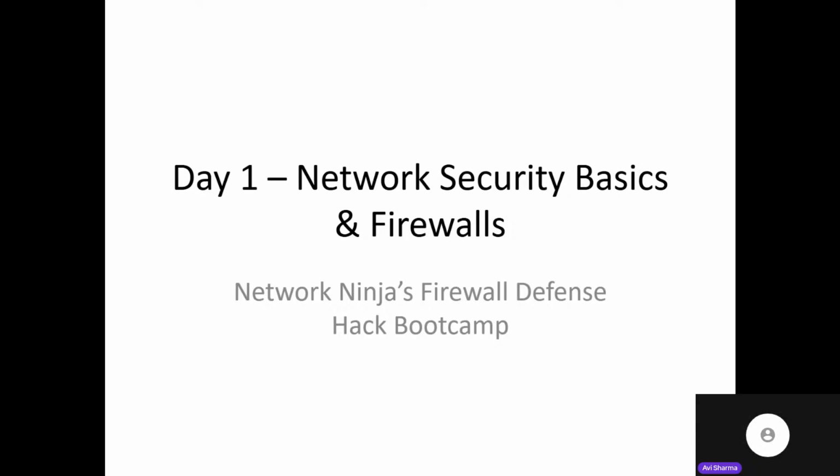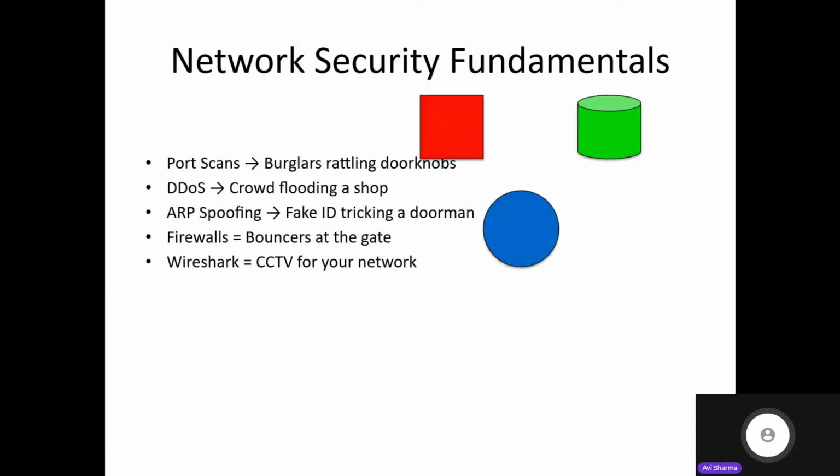Private IP means like Wi-Fi at our home. Correct. Your Wi-Fi assigns IP addresses to the devices, like your phone gets an IP address from the Wi-Fi. It is done through a protocol, the same way HTTPS is a protocol. So okay, port scans are like burglars rattling doorknobs to check who's home and who's not home.